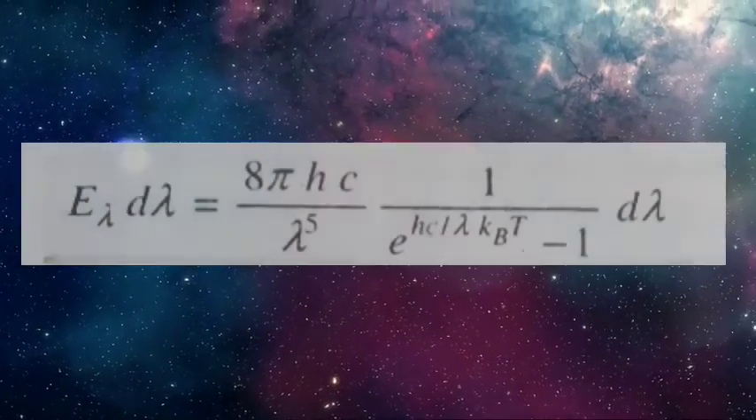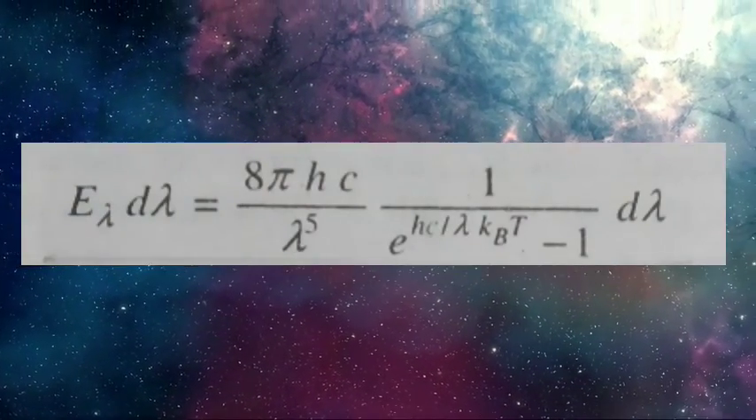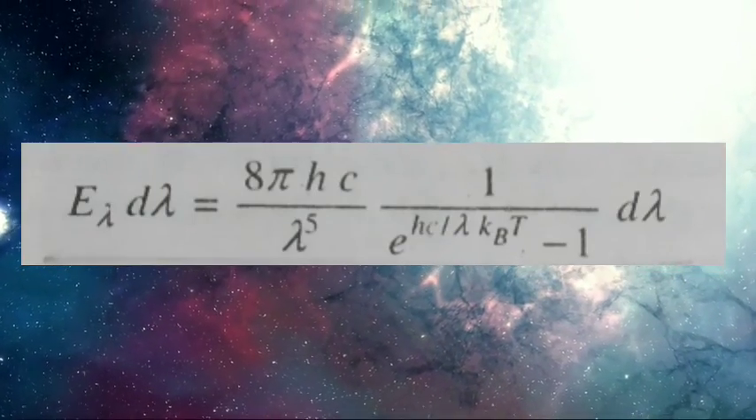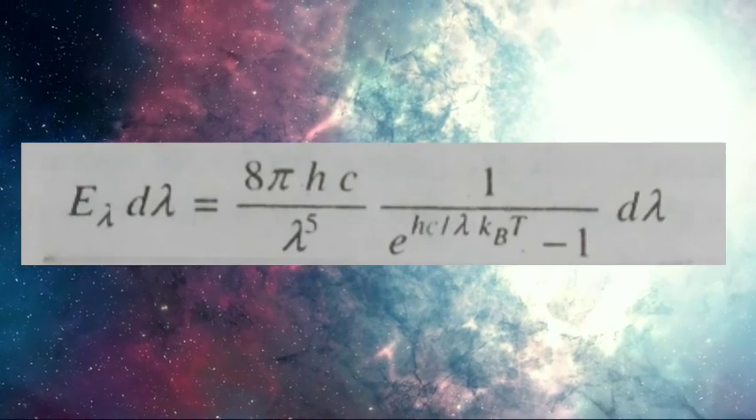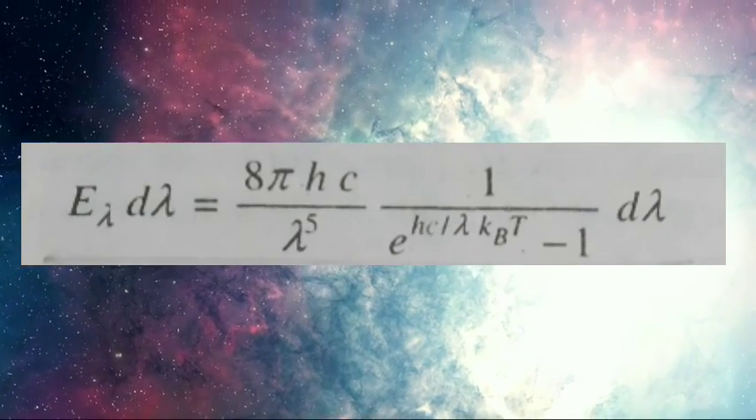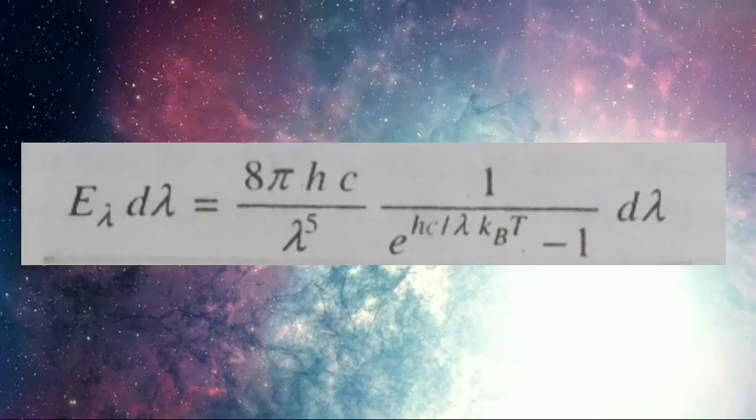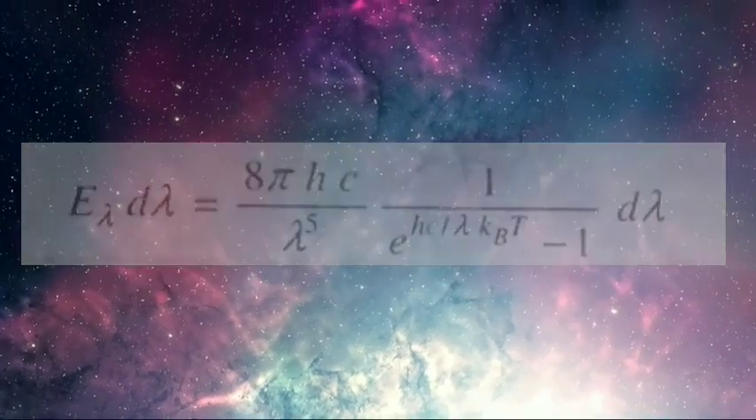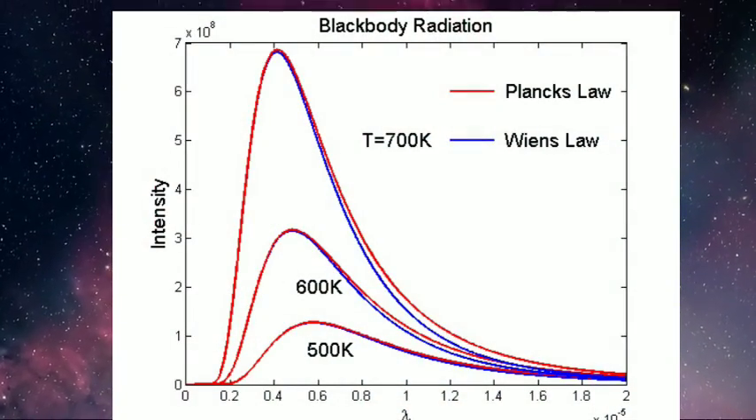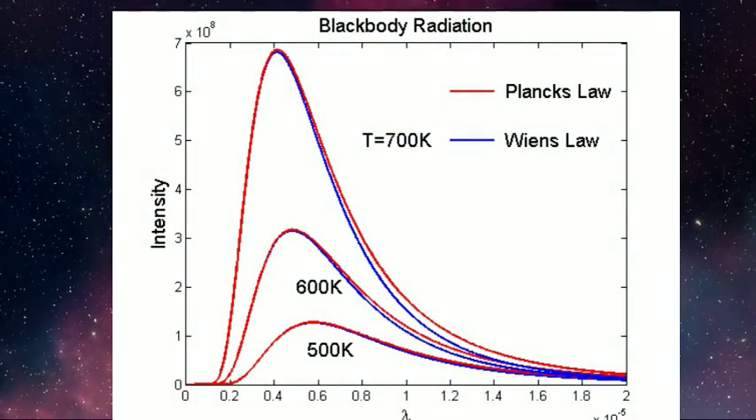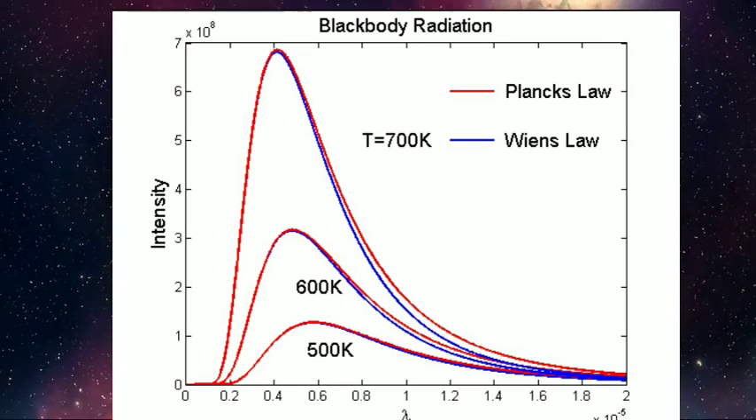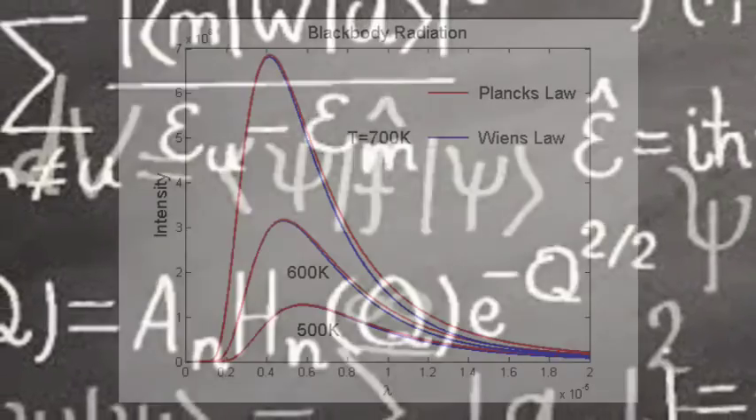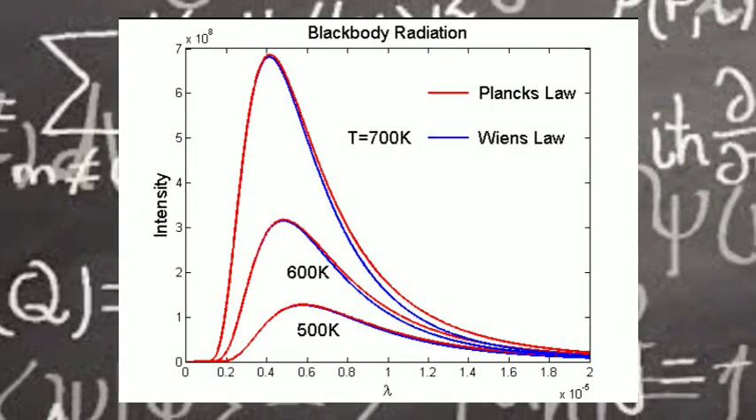E d lambda equals 8 pi hc divided by lambda to the power of 5 multiplied by a term changed by Max Planck. This is Planck's radiation law in terms of wavelength at a given temperature. This formula fits the experimental curves very well for the entire wavelength range. Further, the classical expressions, Wien's law and Rayleigh-Jeans law, can also be deduced from it as particular cases.